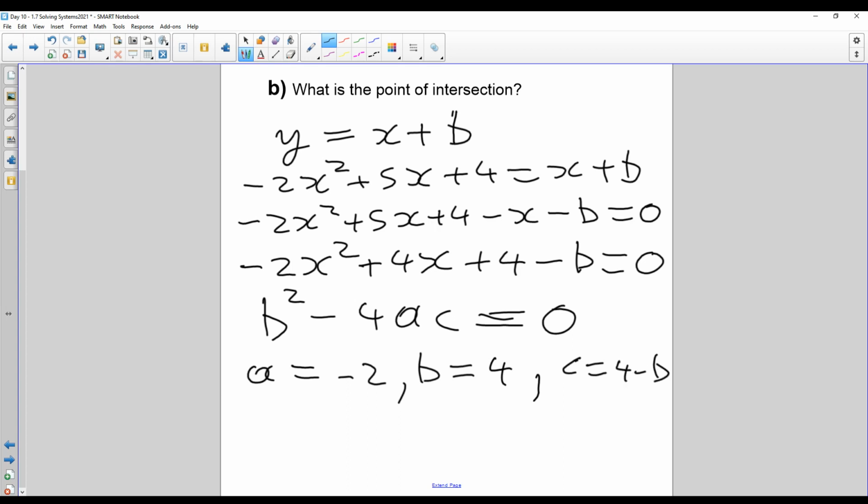And I know maybe I shouldn't have used b for the y intercept. I don't want to confuse the two different b's. There are two different b's. This b here is not the b from the quadratic function. It's the b from y equals mx plus b. This b here is from the quadratic function. Perhaps I should have used different letters. But anyway, let's keep going.